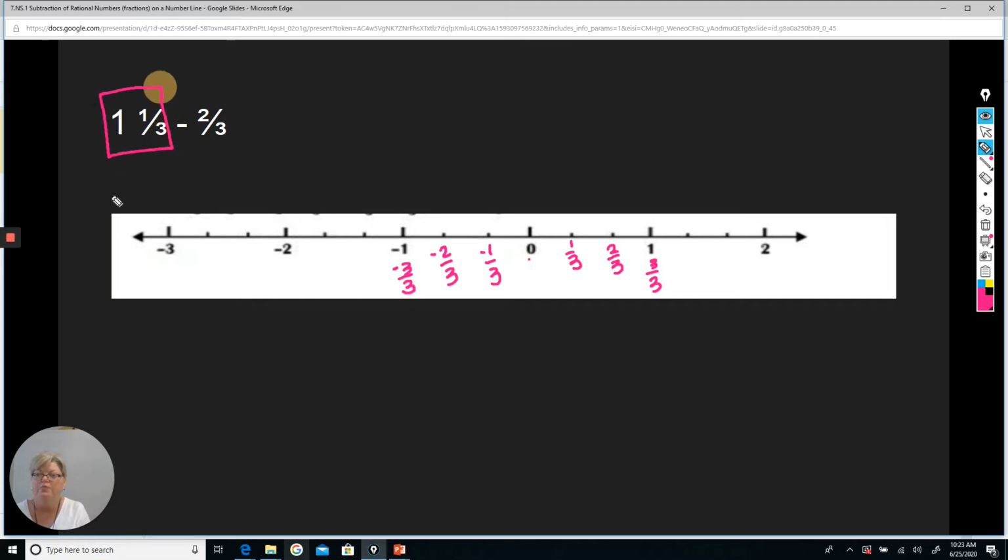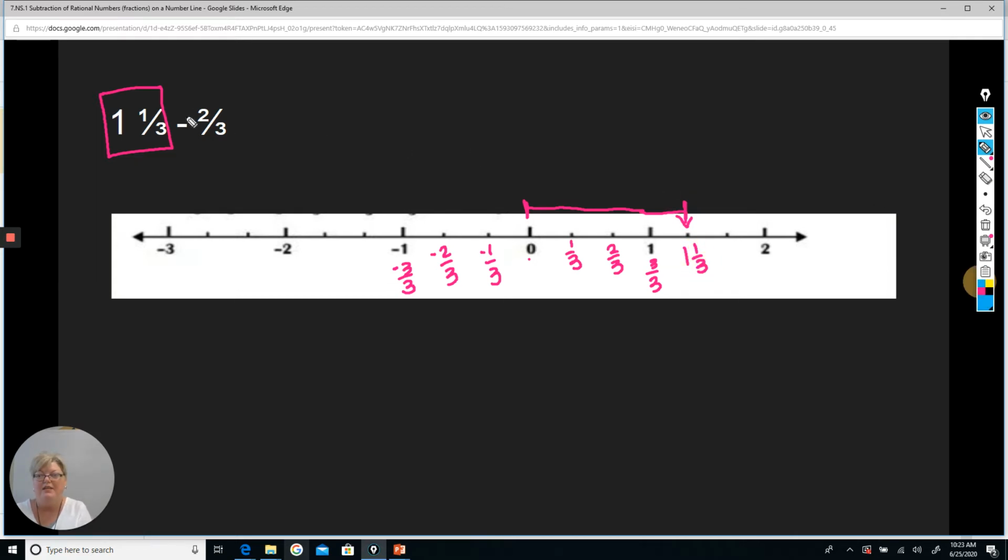Our first term is 1 1/3, so I'm going to start at 0, and I'm going to go to 1. Our first term is 1 and 1/3. So this is where we're going to be, right here. And that number is 1 and 1/3.